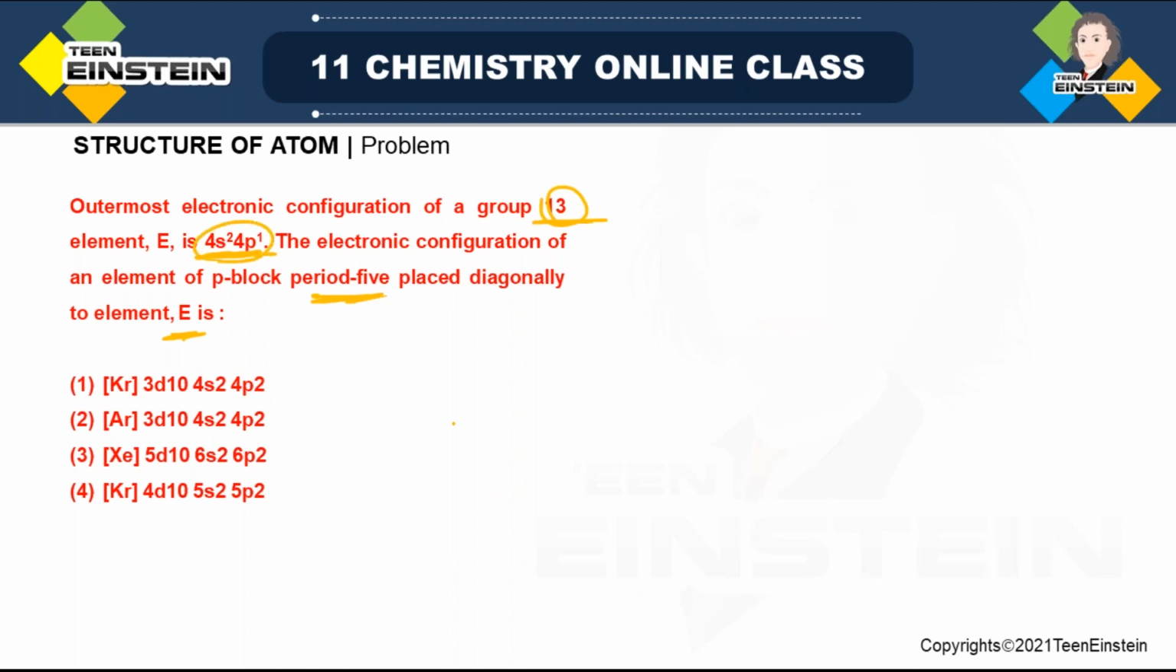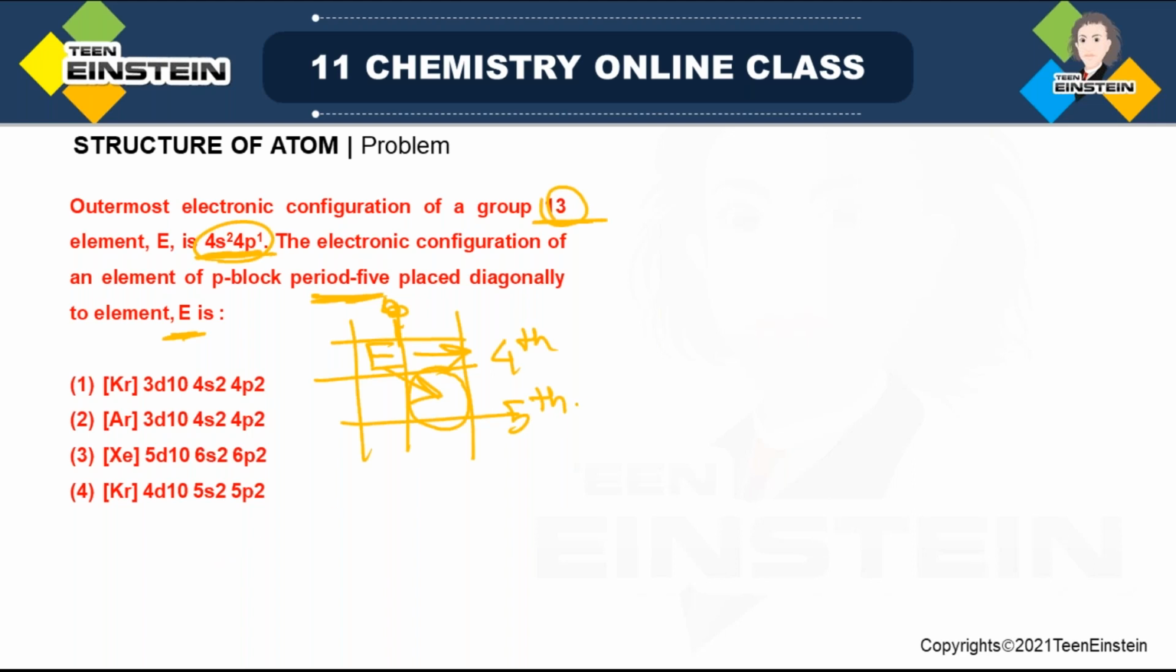And you can understand from this configuration that it belongs to the 4th period. Element E belongs to the 4th period. That means, if it is the 4th period, diagonally means period 5. So in the next period, the 5th, its position will be somewhere here. If I am writing the periodic table, its position should be somewhere here. Now, which electronic configuration in options 1, 2, 3, 4 is correct, that you have to choose.